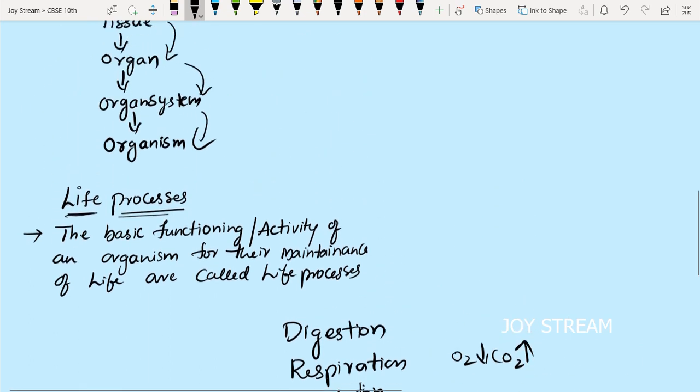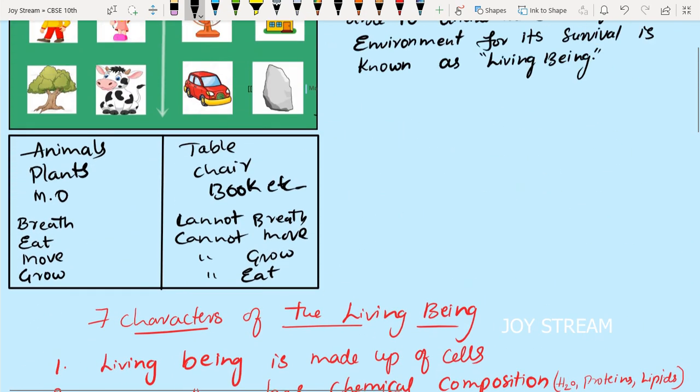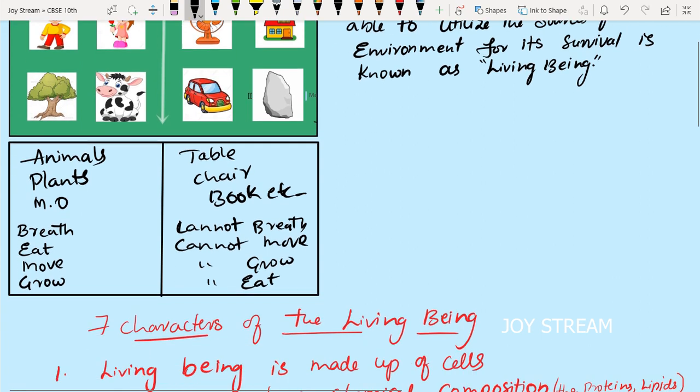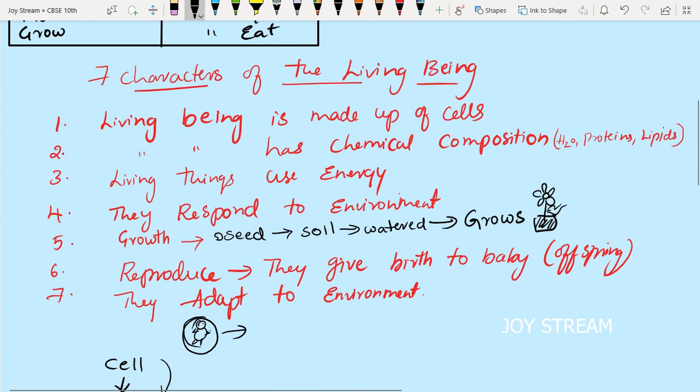So let us have a quick look. What are living things and non-living things? The things which can breathe, eat, move or grow are called living things. Non-living things, they cannot move, they cannot breathe, they cannot grow, etc. So what is the definition of living being? Living being is a thing which is able to utilize the sources of environment for its survival. So what are the 7 characters of living being?